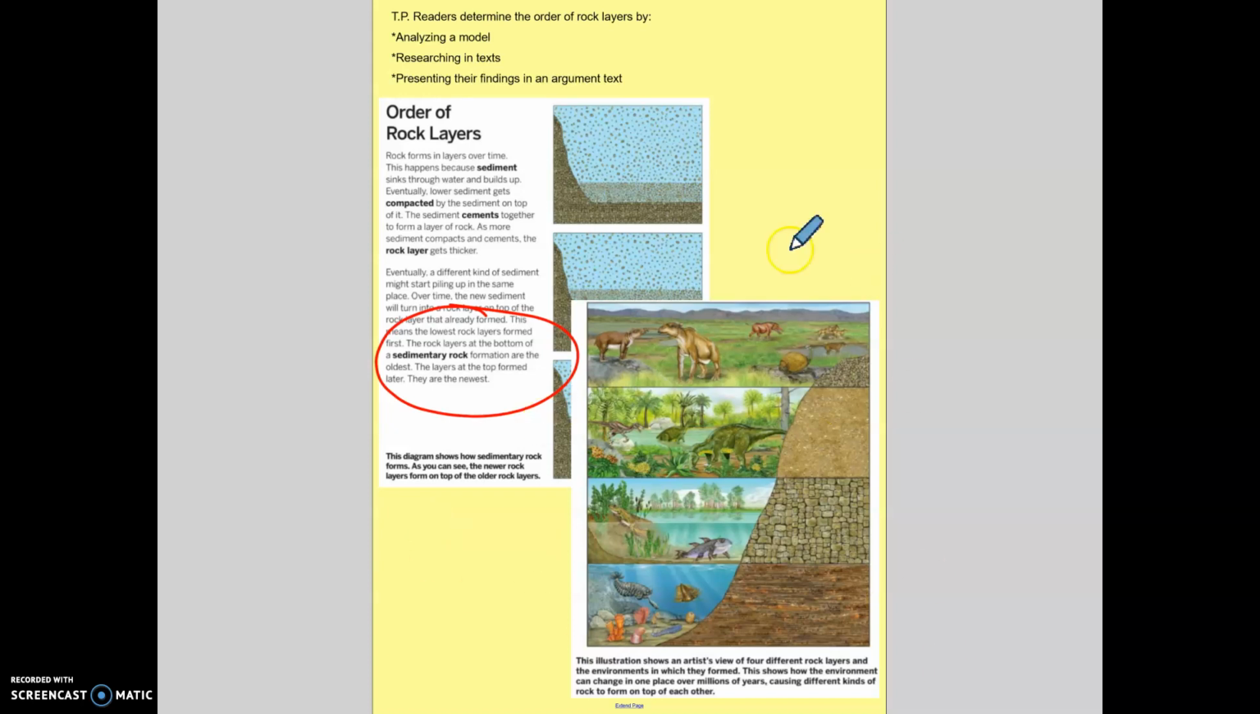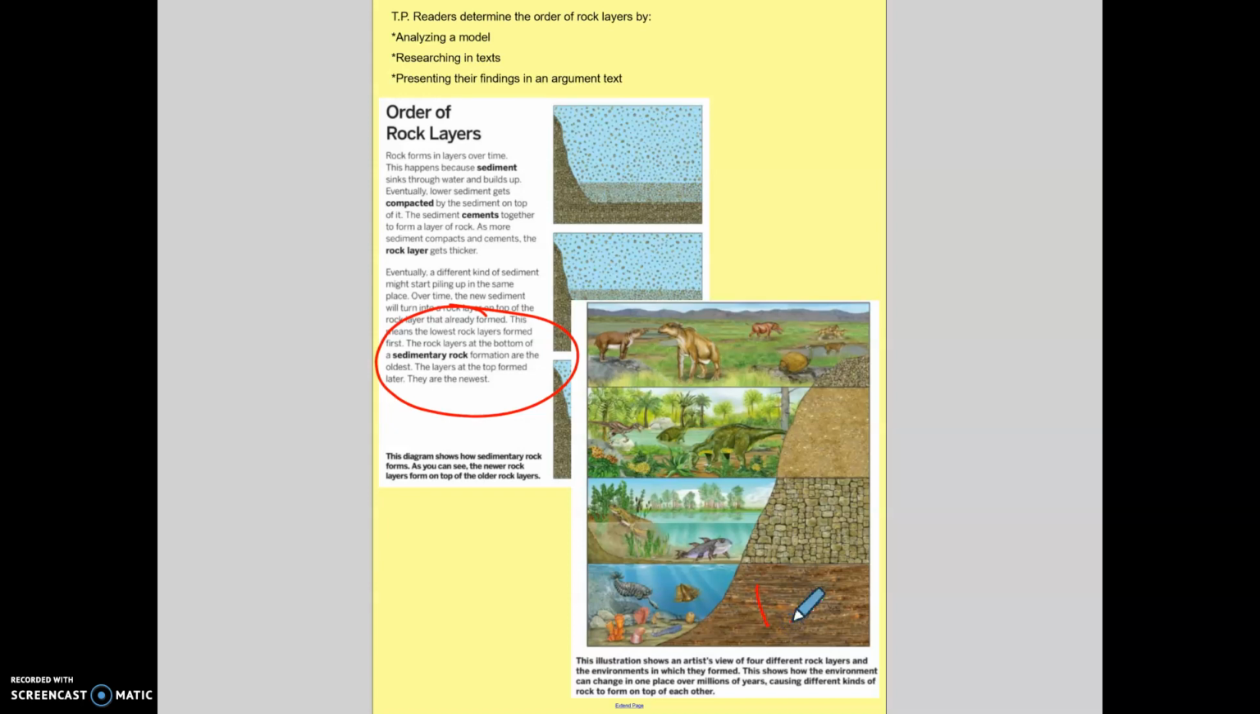And here we have an artist's illustration of what this place could have looked like. This illustration shows an artist's view of 4 different rock layers and the environments in which they formed. This shows how the environment can change in one place over millions of years, causing different kinds of rock to form on top of each other. So we know that the oldest rock layer is on the bottom. So this one came first.